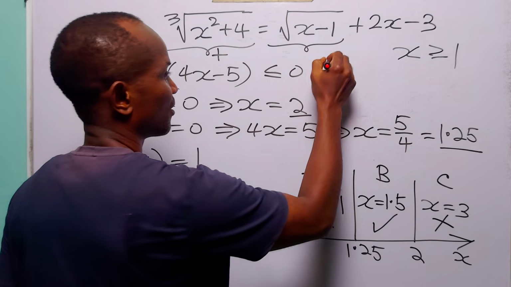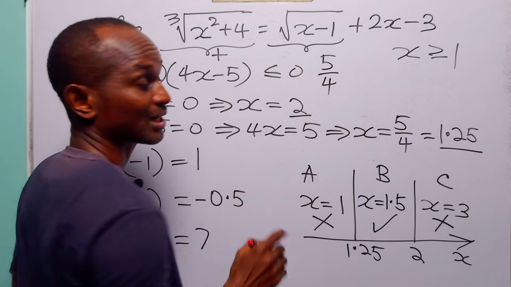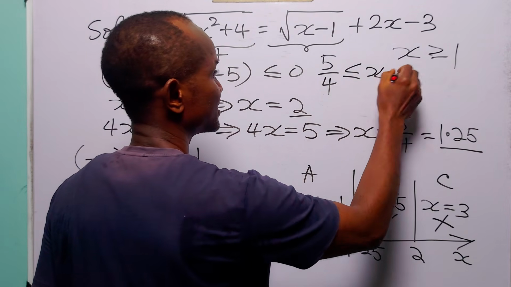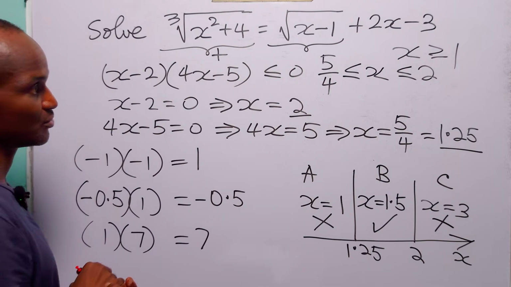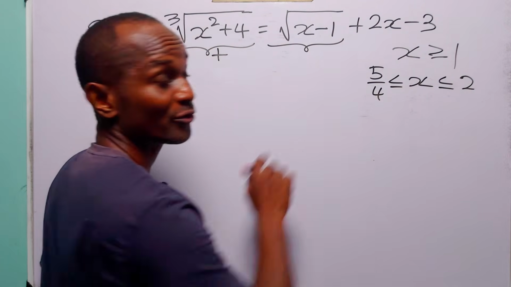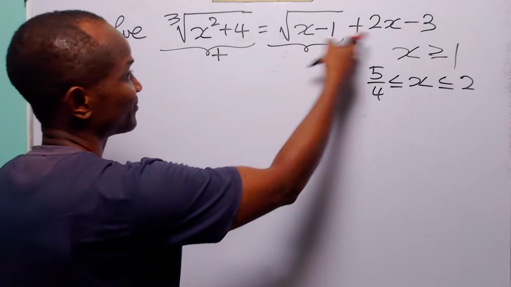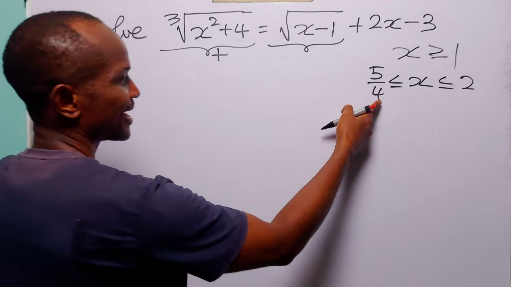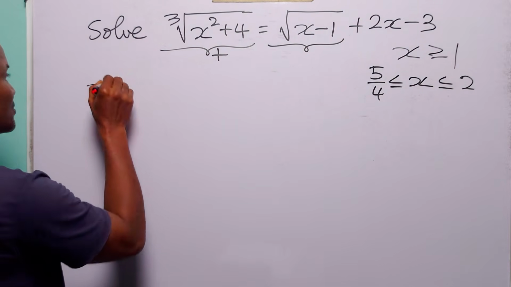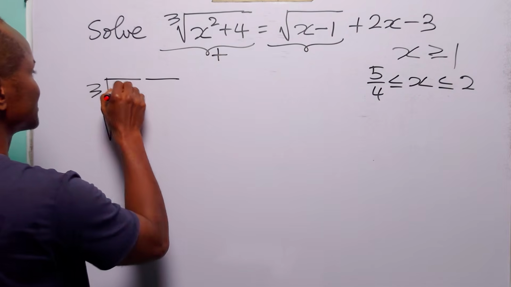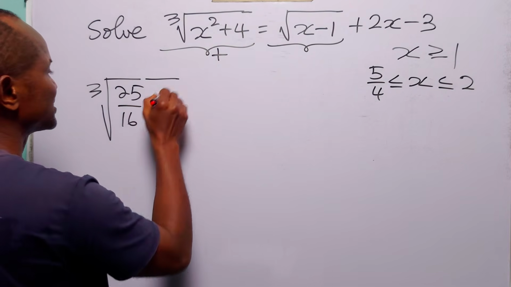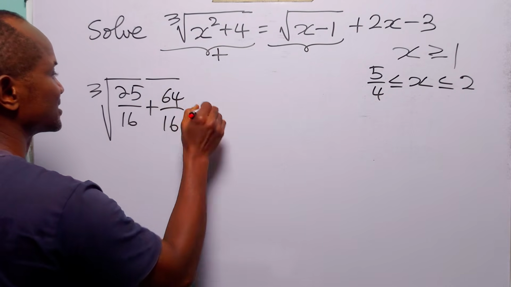So we have that 5 over 4, that is 1.25, is less than or equal to x, less than or equal to 2. Now, before we continue, let us test these two boundary values to see if any of them satisfy the given equation. When x is equal to 5 over 4, on the left-hand side, we have the cube root of x squared, that is 25 over 16, plus 4 can be written as 64 over 16.